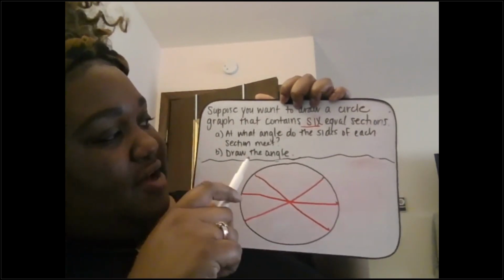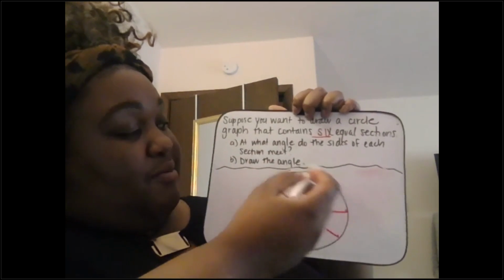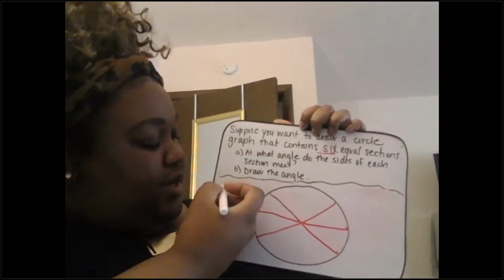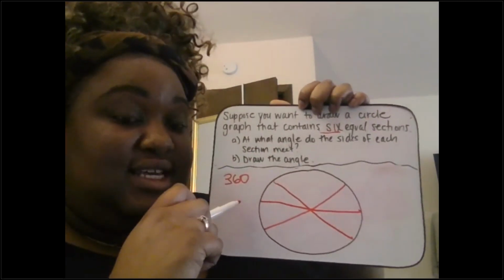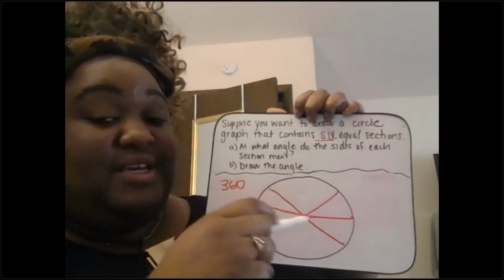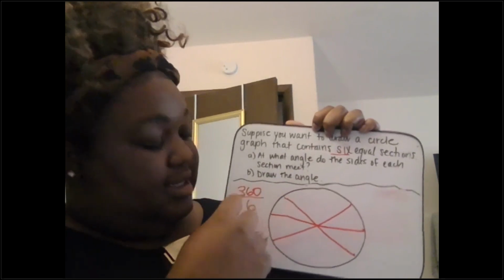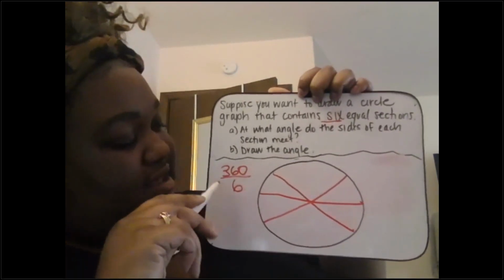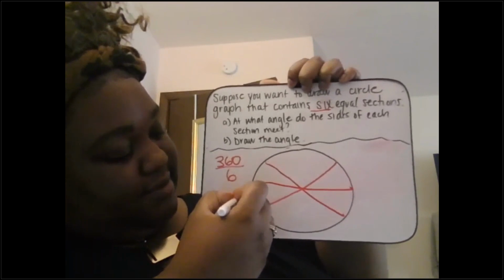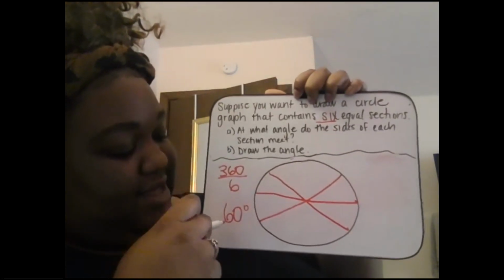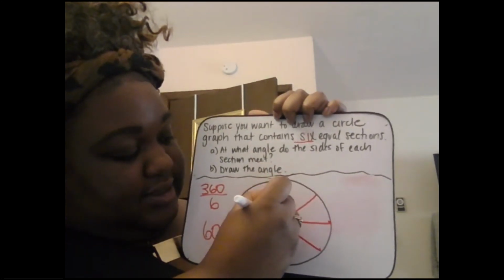So now they want to know what angle the sides of these sections meet. So remembering that a circle is 360 degrees, I can take that 360 and divide it by how many sections or pieces I have. In this case, it's 6. So I'll do 360 divided by 6. That gives me 60, which lets me know, I'm just going to add my degree symbol because I don't want to forget that, each of these pieces is 60 degrees.